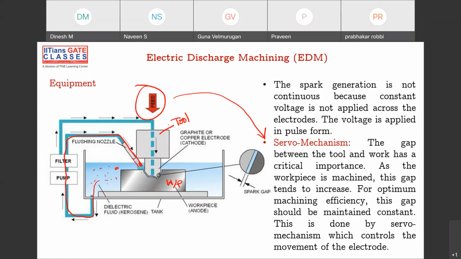What is this flushing? Because some removed material is getting in between the spark gap, that has to be flushed away. So you are flushing it with some pressure here, and some filtered fluid is going into this, and again it is flushing here also. So this is how the material which is removed in between tool and workpiece can be flushed away by using this flushing mechanism. Okay, fine.